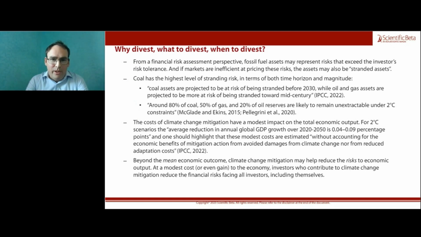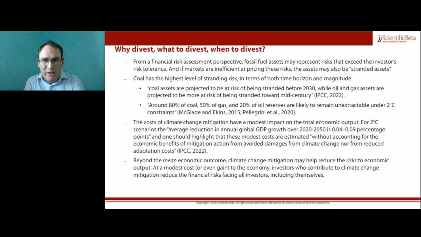Now, when it comes to divesting from fossil fuels in particular, there are different reasons or different logics you can have behind that. You can divest from a purely financial risk assessment perspective. In particular, you could divest due to stranding risk. So the risk that the fossil fuel assets, the coal mines or the oil reserves that are sitting on the balance sheet of companies, at some point will not be exploitable because the carbon prices have increased so much that it's not profitable to exploit them anymore.